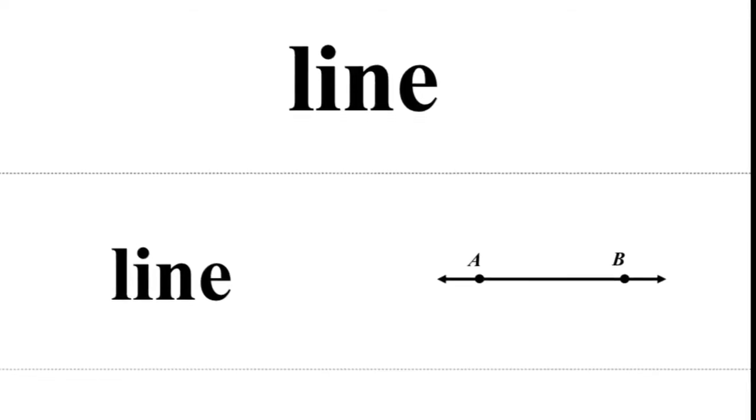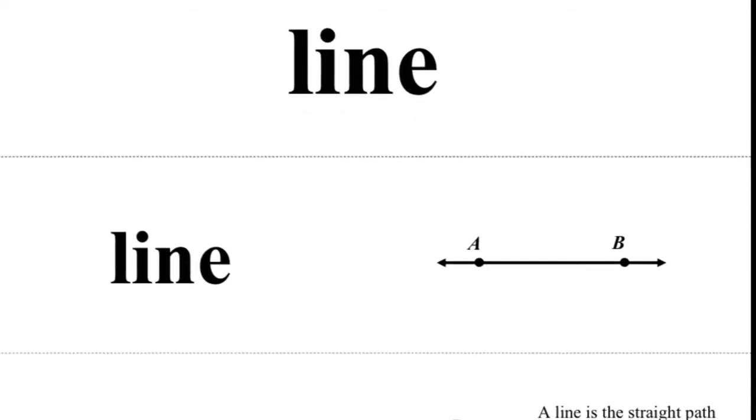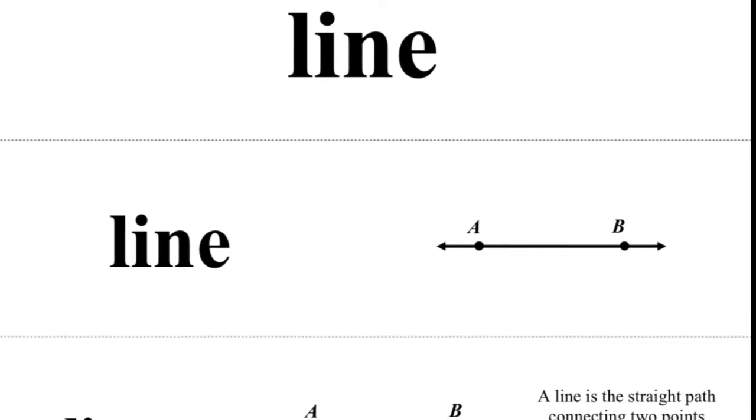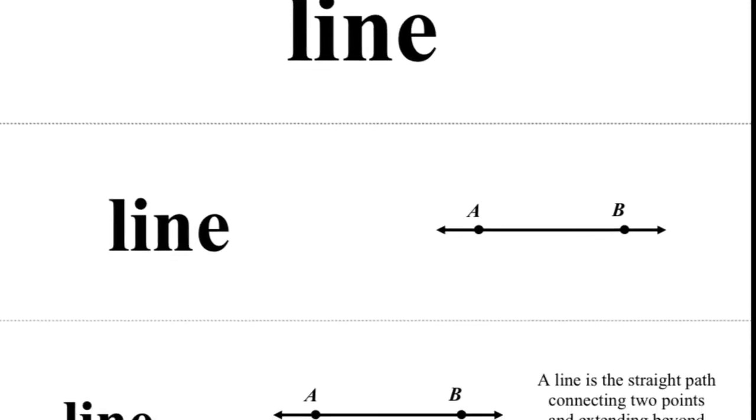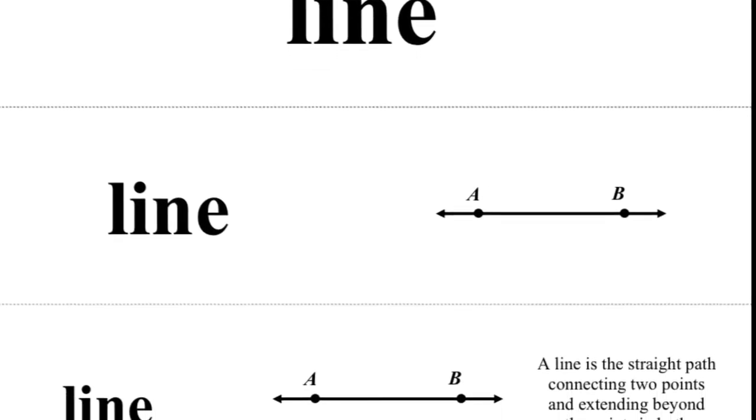A line is a line, straight, but it does have 2 arrows pointing in both directions.